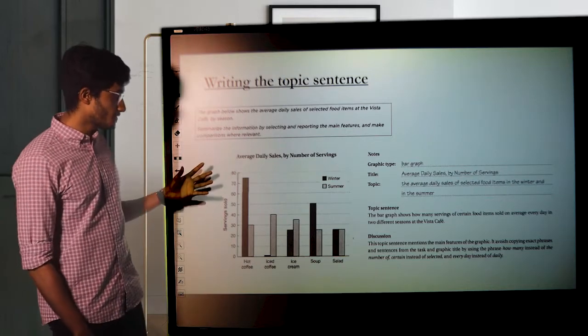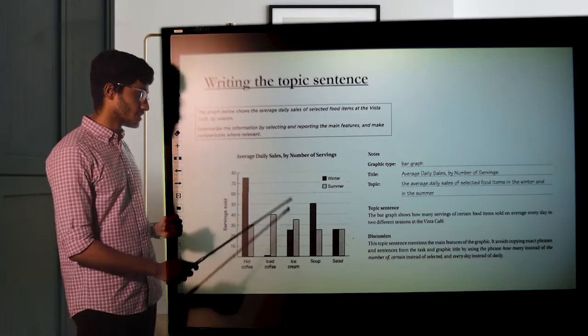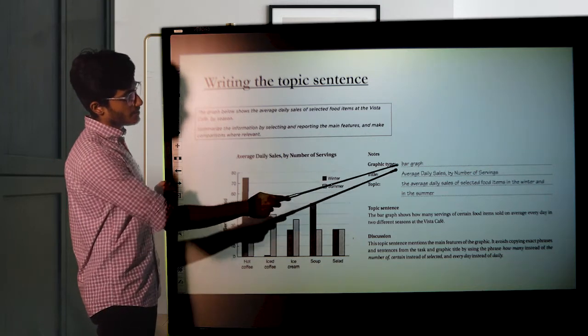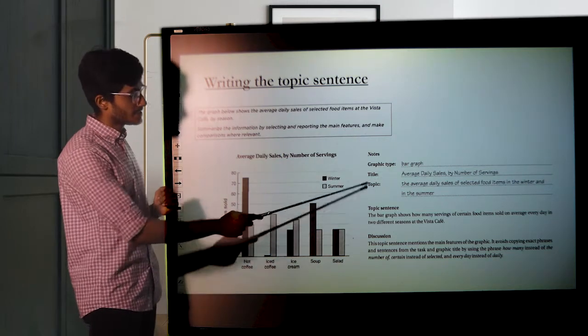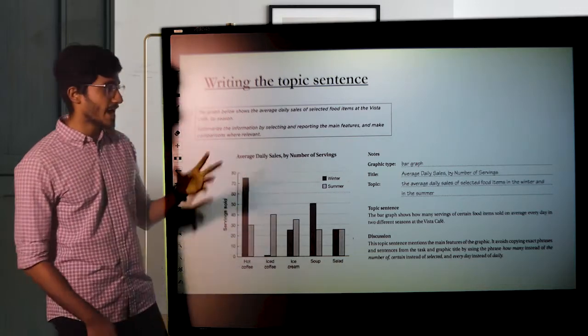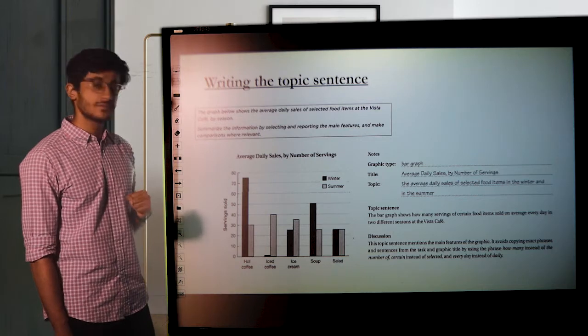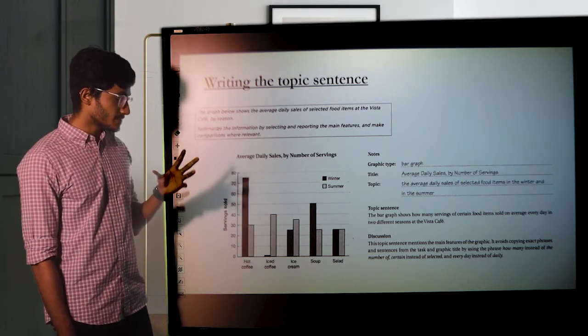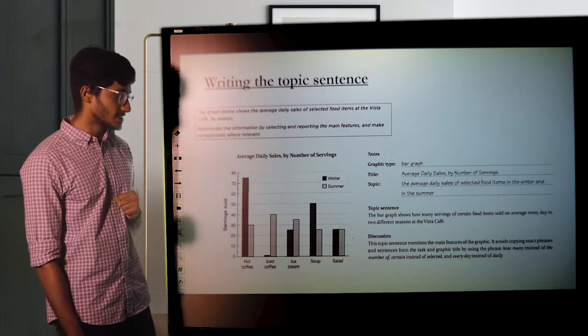So here we have the previous example. Remember the example for the number of servings. So here, remember the notes that you had. Bar graph is the graphic type, and the title is this one. And what was the topic? The topic was basically average daily sales of selected food items in the winter and in the summer. So from this, you have to come up with a topic sentence.